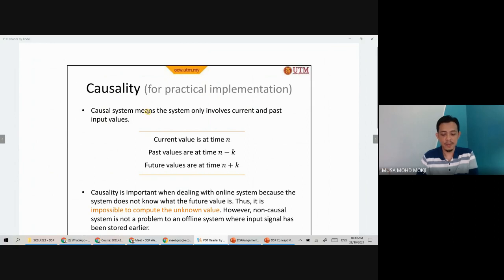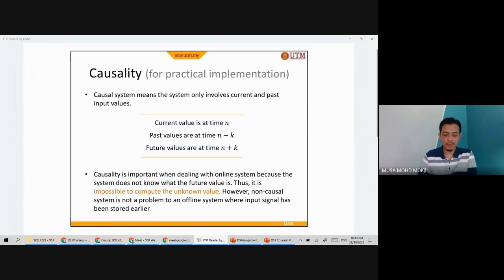Okay, stability, the same thing. If the system is not stable, actually we cannot implement it. We cannot implement it. So why? Let's look at why. So what is causal? Causality: a causal system means the system only involves current and past input values. That's the keyword, current and past input values.